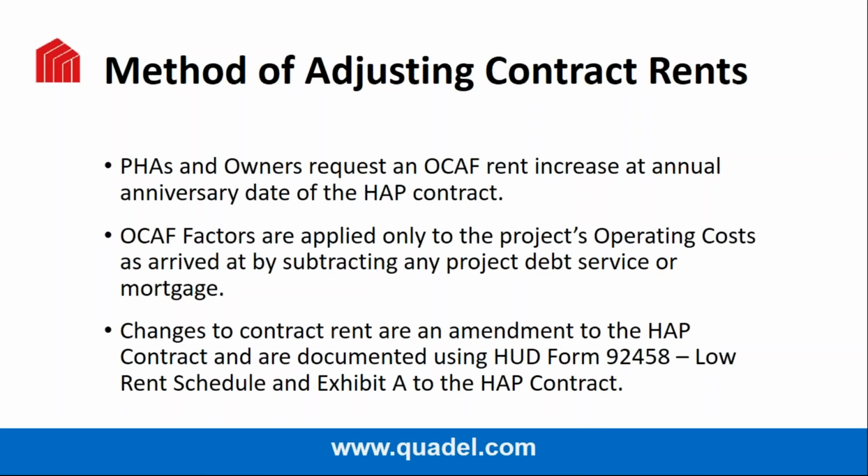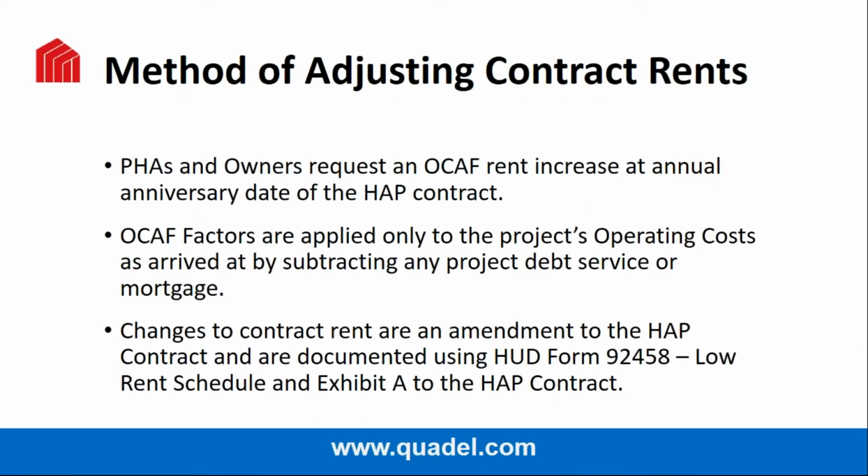The new OCAF adjusted contract rent potential is then divided by the old expiring contract rent potential so that we arrive at what we refer to as an increase factor. This increase factor is then multiplied against the old expiring contract rents for each unit size to arrive at the new contract rent for each unit size for the upcoming year, and ultimately determine what the new adjusted annual contract rent potential is for the upcoming year.